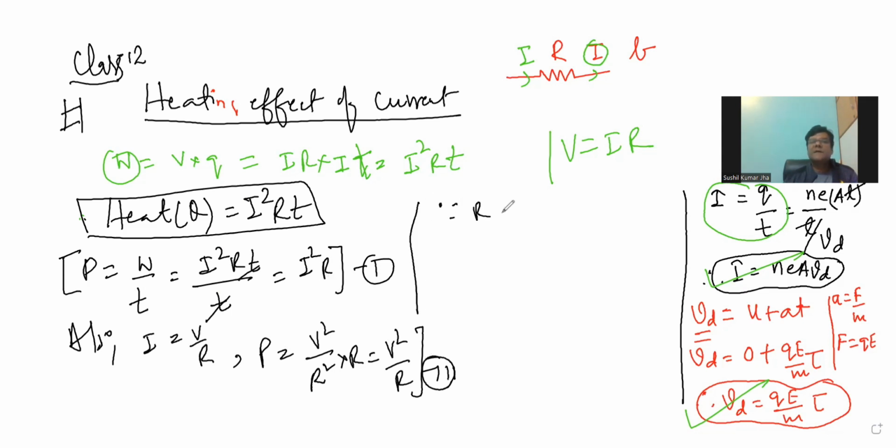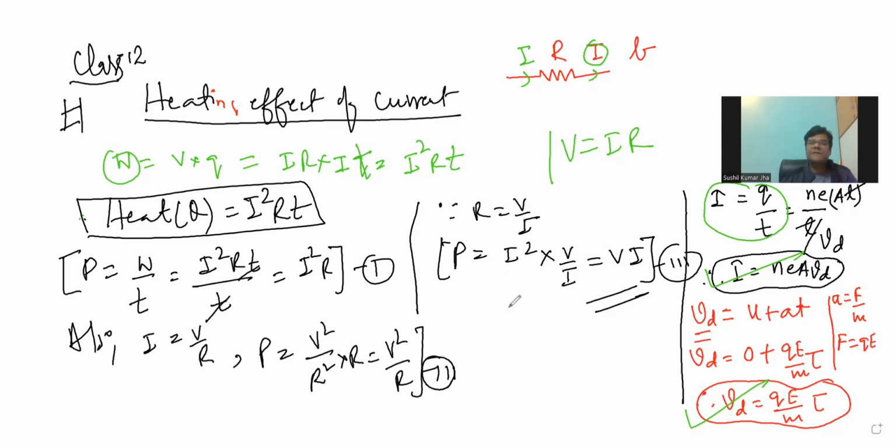And then similarly we can write R as V upon I. So power can be I square into V upon I. So I square gone, so VI. Thus we get three formulae for power. All are manipulated, derived formulae. The original remains the same. Power is work done upon time.